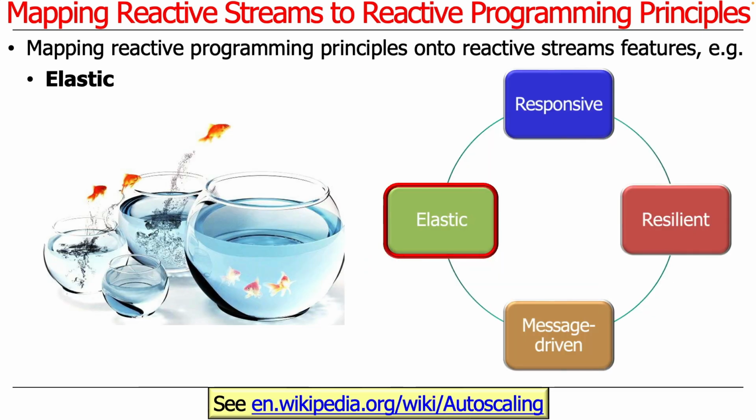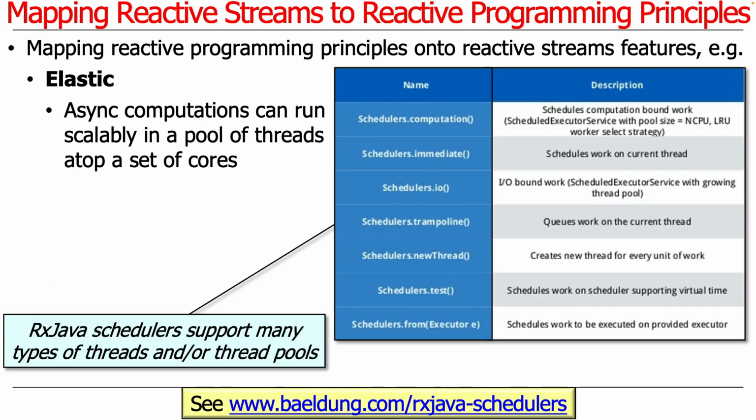Next principle, elasticity, which is really about auto-scaling. You want to be able to allow higher workload to take more processing resources, especially cores, in order to be able to give the users the impression that your system can auto-scale as the load goes up. And the way we do that with both RxJava and Project Reactor is by having a pool of threads that are multiplexed atop a set of processor cores. And the asynchronous computations, these operators that are running, can run in a pool of threads.